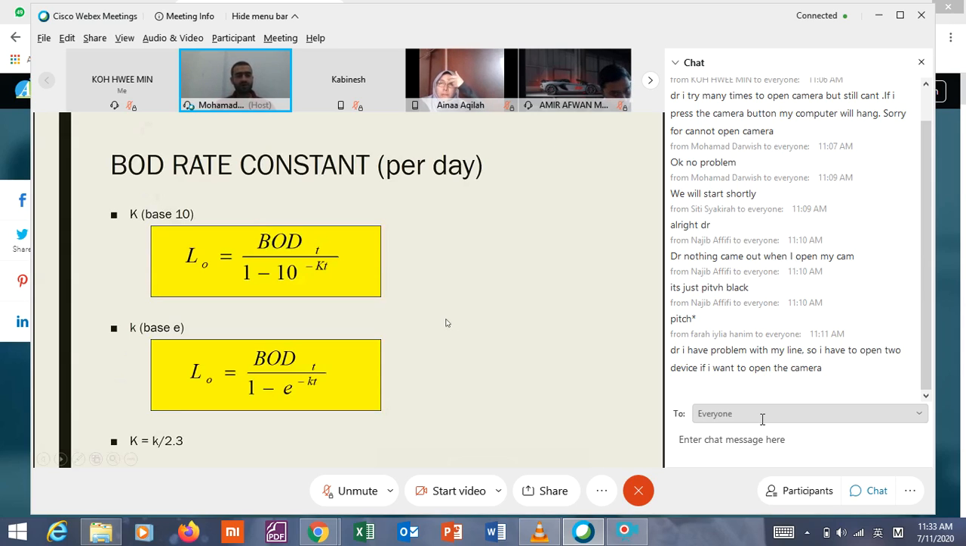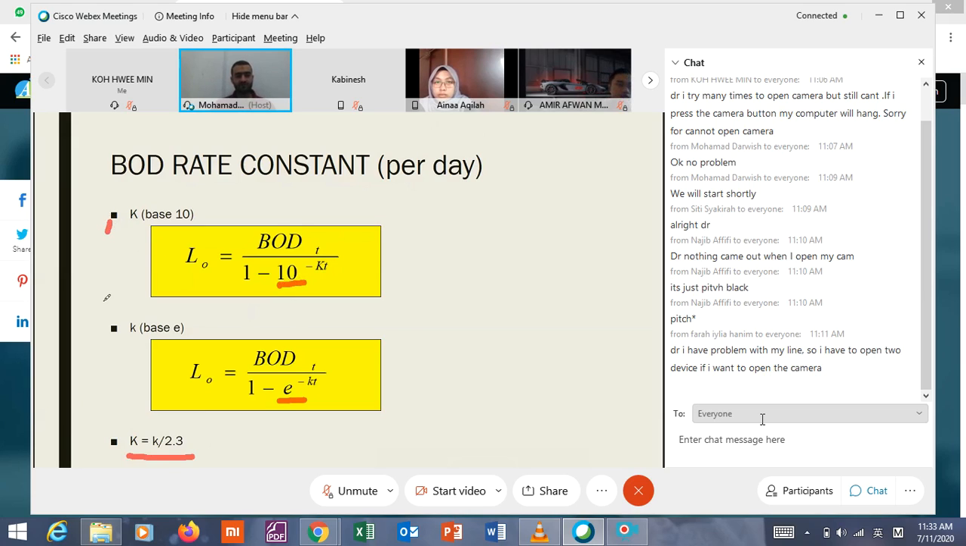So now we continue. From that curve we have the equations. We have the equation of L naught: L naught equals BOD over 1 minus 10 to the power minus KT. If we want to change the base 10 to the base e, we have to convert the K capital to K small. This is to change between base e and base 10.